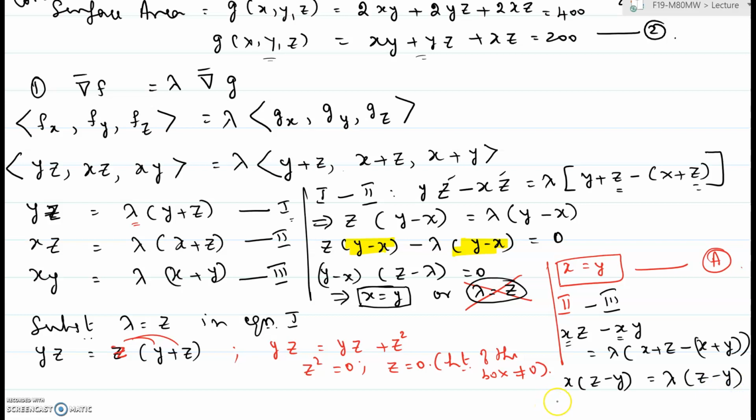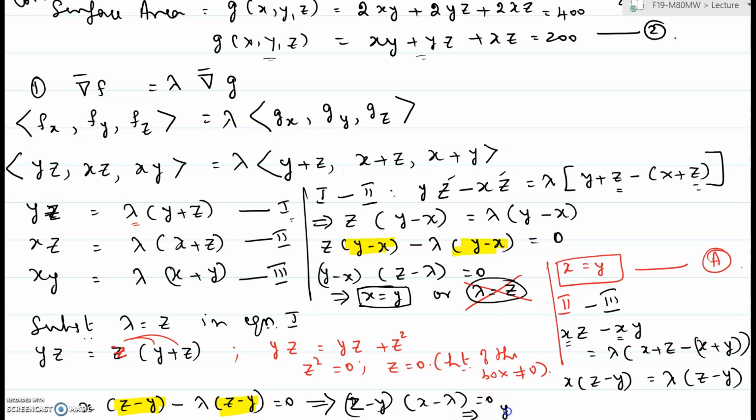So this will mean if you move all to one side, x times z minus y minus lambda times z minus y equal to 0 by moving everything to one side. So this will mean z minus y times, which is common here, times x minus lambda equal to 0. This would mean either y equal to z or lambda equal to x.